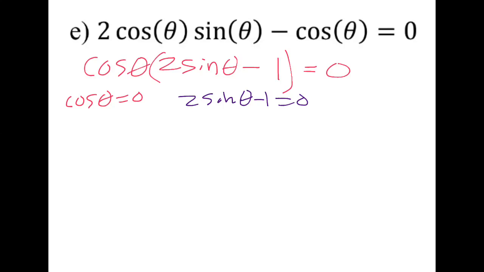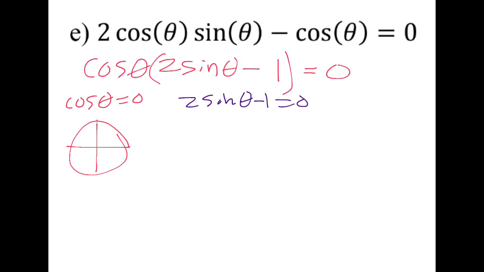Well, let's do this one first. Cosine theta, unit circle, cosine theta is 0 when it's either straight up or straight down. So that will give us theta equals either pi over 2 or 3 pi over 2.